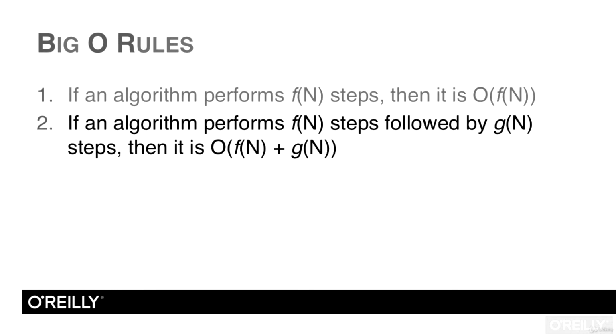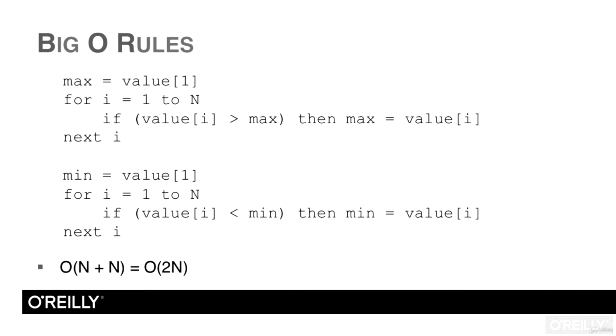Here's the second rule. If an algorithm performs f of n steps followed by g of n steps, then it has behavior order f of n plus g of n. For example, consider this algorithm for finding the maximum and minimum values in an array of values. The algorithm starts as it did before to find the maximum value. Then it repeats roughly the same steps to find the minimum value. First it performs n steps, then it performs another n steps, so its behavior is order n plus n, or order 2n. If the algorithm performs some steps followed by some more steps, you can add the behavior of the 2 sets of steps.